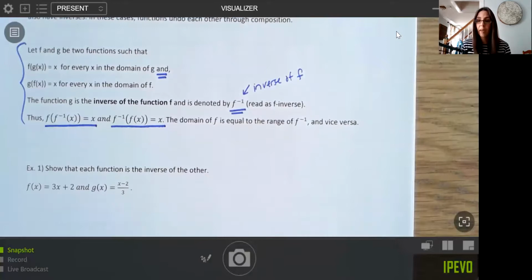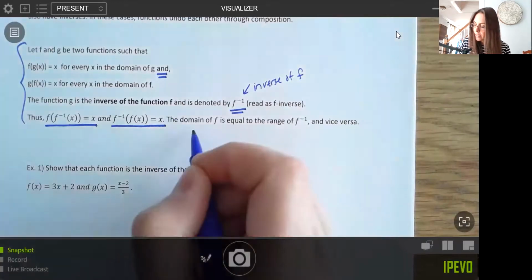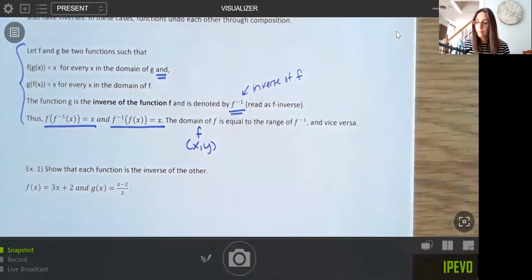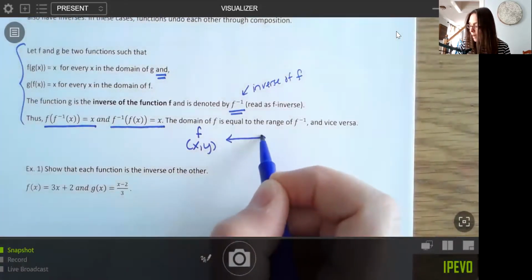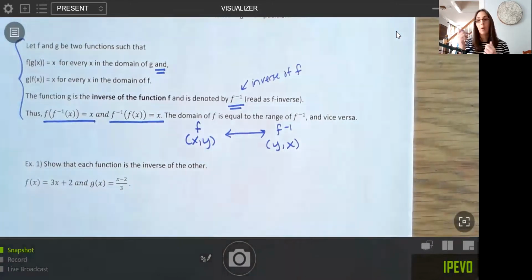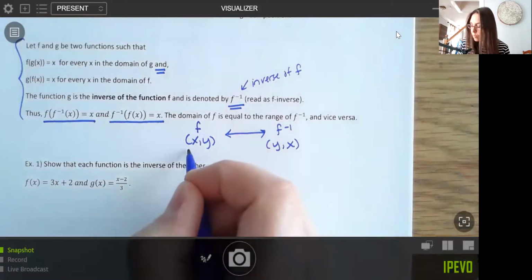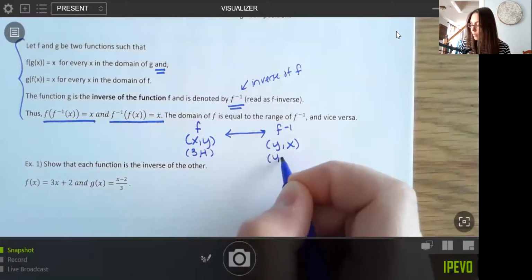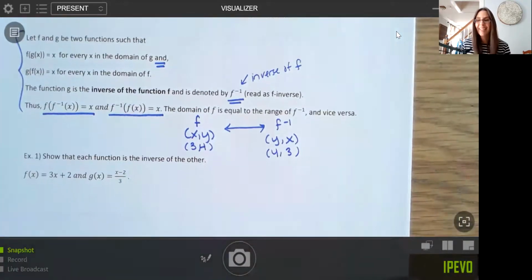Now, the really cool thing about inverses is that they really are opposites. So what you're going to notice is that, for instance, if you have a point (x, y) that is on the graph of f, then on the graph of f inverse, you have the point (y, x). So they perfectly flip. For example, let's say you knew the point (3, 4) was on the graph of f, then the point (4, 3) is on the graph of its inverse. And this is really helpful because if you know one graph, then you know the other graph as well, because you can just flip all those points and graph that new function.